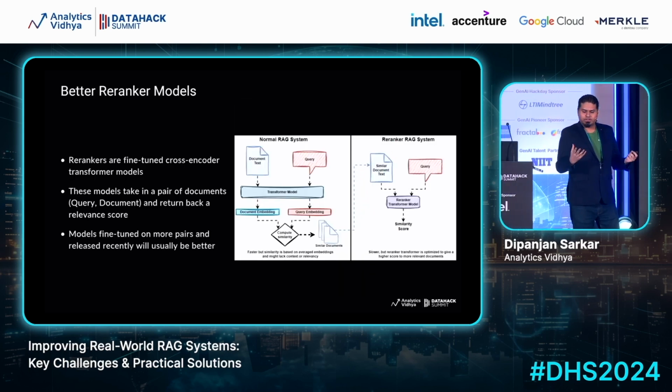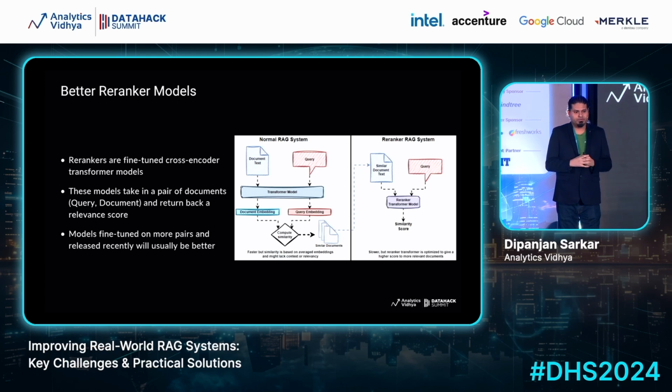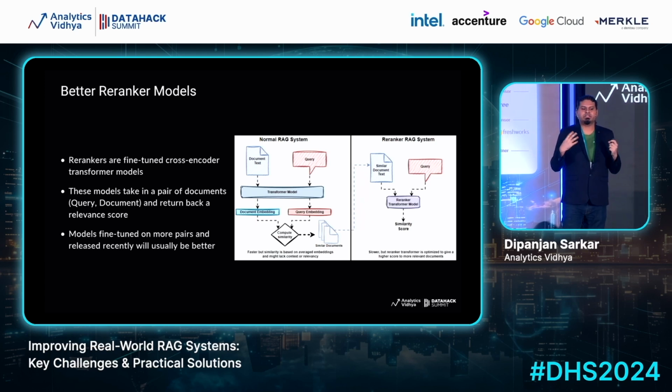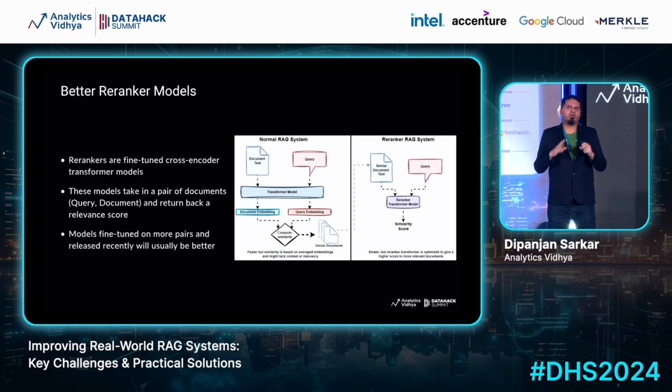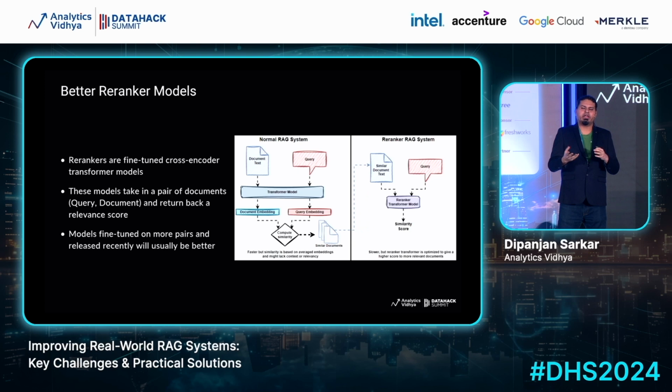Better re-ranker models. Re-ranking is often very useful. They are nothing but fine-tuned cross-encoder transformer models. These models take in a pair of documents, usually your question and a context document, and they return back a score of how relevant is the context document to your question. How related are they? Higher scores are, of course, better. Models fine-tuned on more pairs and released recently will always be better, just like embedding models again. So in this case, as you can see in this diagram, we are first retrieving context documents, then re-ranking them by passing each of them with the question, getting the score, and then we can accordingly reshuffle them.